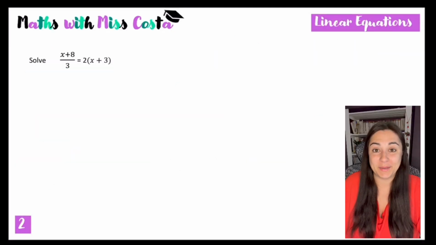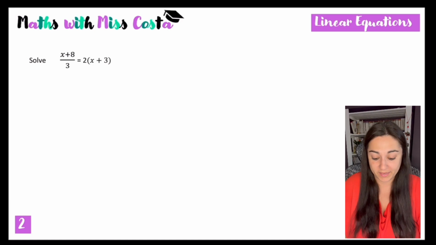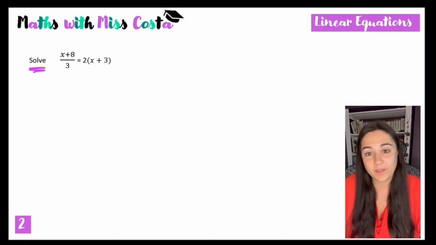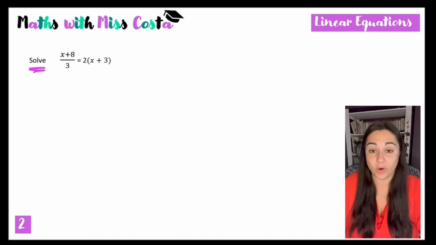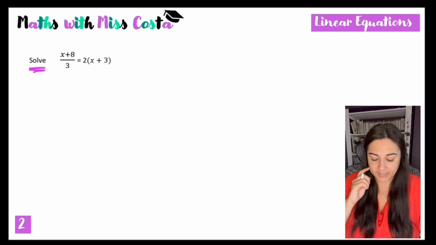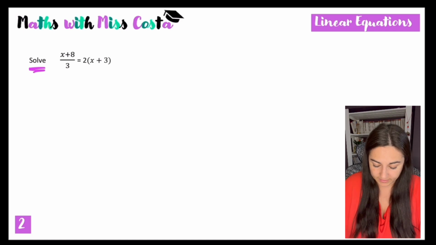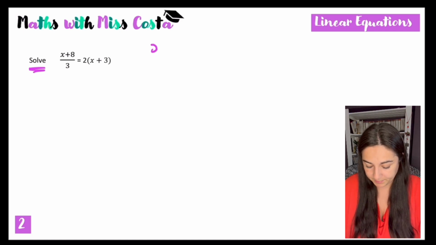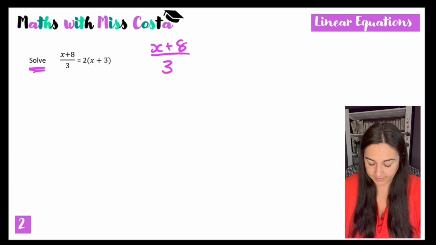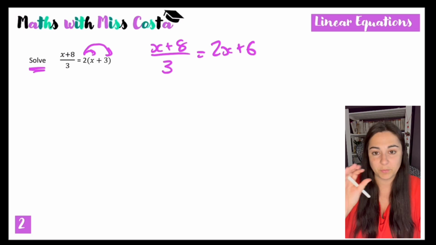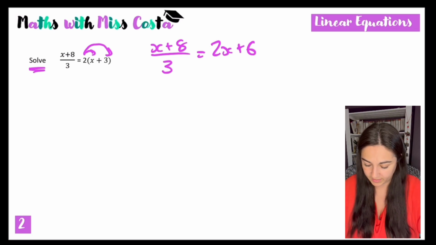And next we've got some linear equations. Remember, when you're being asked to solve something, all that means is work out what the value of that variable is. The variable we've been given is x. So let's see what we can do. Well, the first thing I could do is expand the brackets. So I've got (x plus 8) over 3 equals 2x plus 6. I've just expanded the brackets. Remember, when you're expanding, you multiply the term on the outside by each term on the inside.